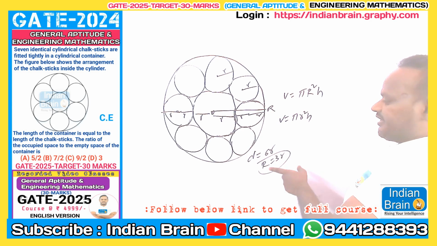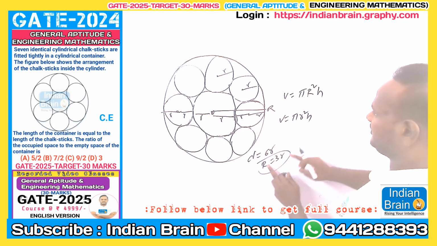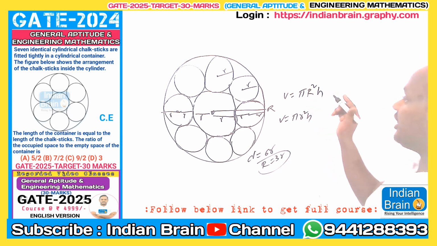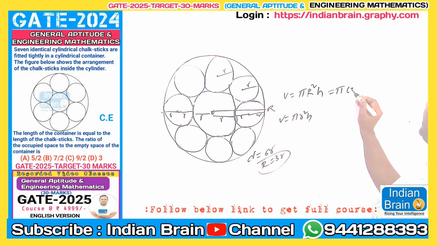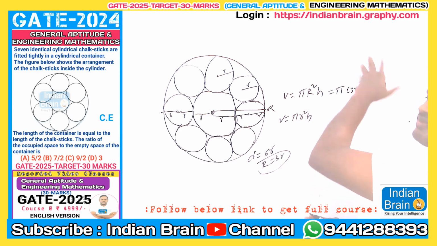We have a relation between capital R and small r, right? Happily we can replace capital R by 3r. That's it. What is the outer cylinder volume now? Pi, in the place of capital R, 3r whole square into height. Or 9 pi r square h, whatever, we don't want that.